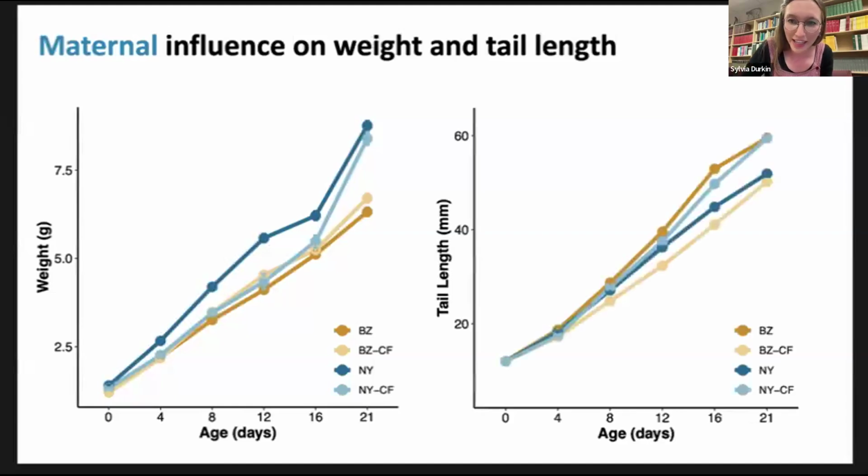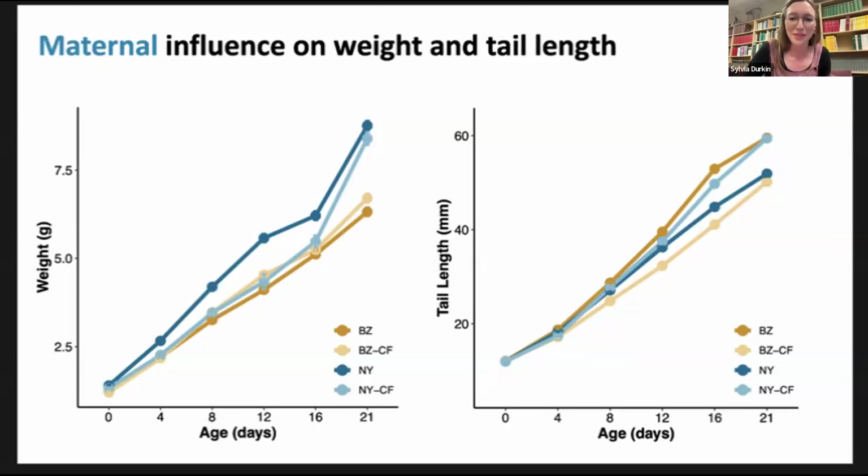However, when I looked at tail length, I found the opposite to be true. So here we see that New York pups that are raised by a Brazil mother, that light blue, have long tails similar to Brazil mice. And then Brazil pups raised by a New York mother have short tails similar to New York mice, with these groups completely overlapping at 21 days of age. So we can conclude from this that there's a strong maternal effect on tail length, and it's in the direction of the adaptive difference that we see between these mice conforming to Allen's rule.